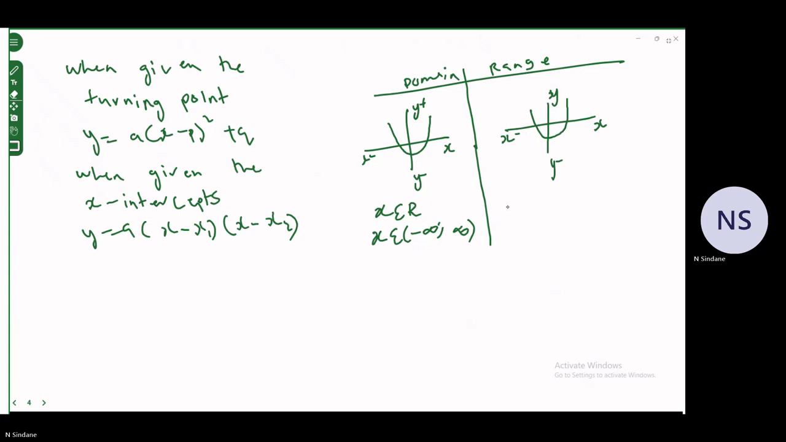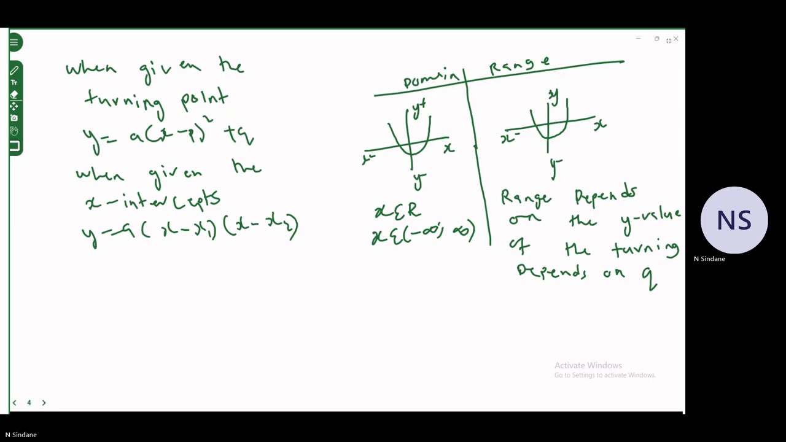Now, the range depends on the turning point of the graph. The range depends on the y value of the turning point. Basically, the range of the graph depends on q. So, as I'm saying, the range depends on the y value of the turning point, and that y value of the turning point is the value of q.